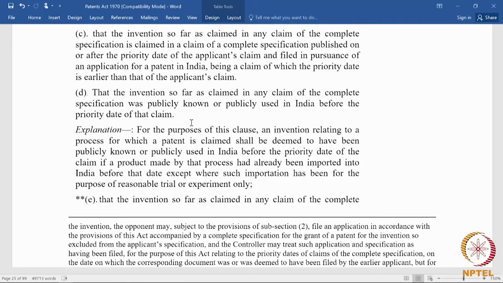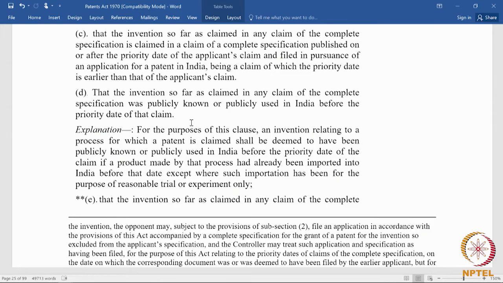A news report showing that the event happened, a news report showing the description of the event, or you could even file affidavits before the controller saying that so and so was there in the conference, he and so many other people were there, they all understood this to be the invention, so this invention should not be granted. So, public knowledge, publicly known or publicly used, public use, the burden of proof may be different from merely producing a document.